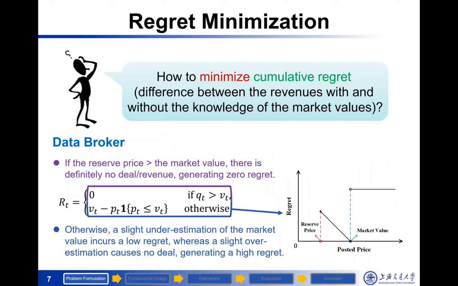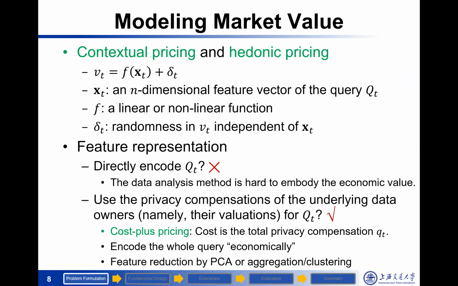We examine the regret function in round t. If the reserve price is higher than the market value, the posted price must be higher than the market value. The query definitely cannot be sold, generating no revenue and no regret. If the reserve price is no more than the market value, a slight underestimation of the market value incurs a low regret, while a slight overestimation causes no deal, generating a high regret. The key of regret minimization is to well estimate the market value of each query.